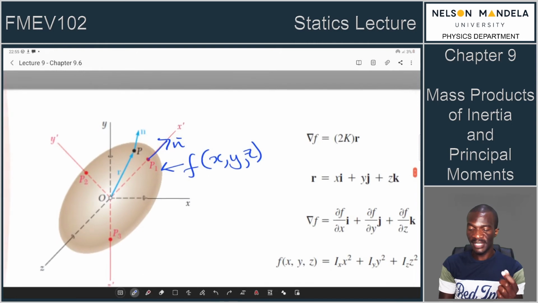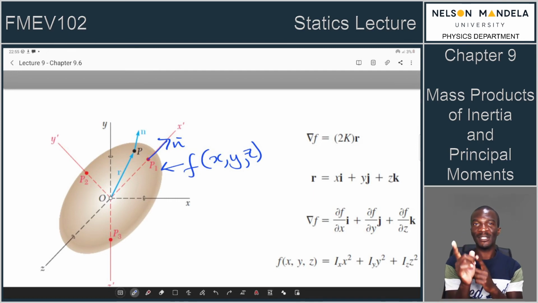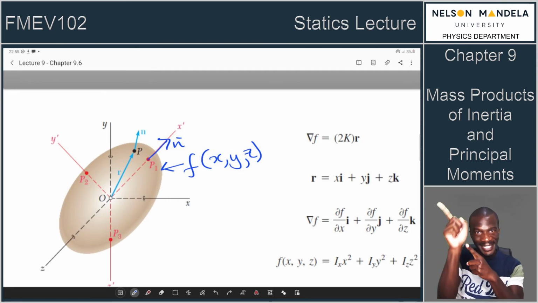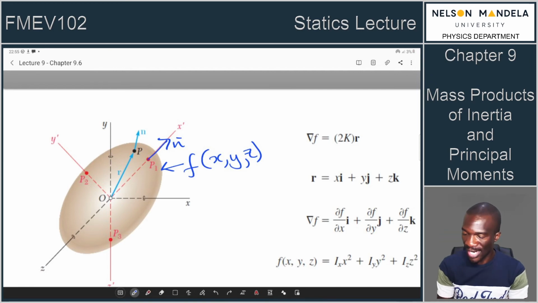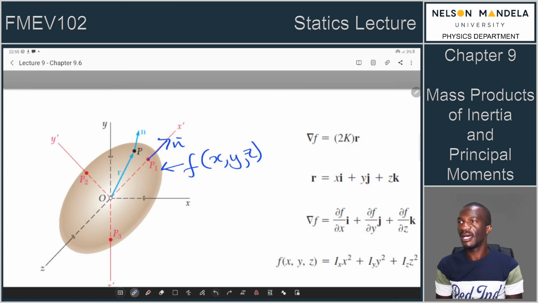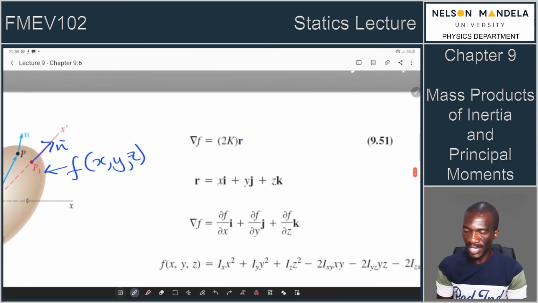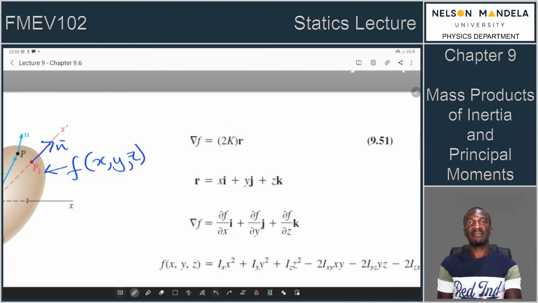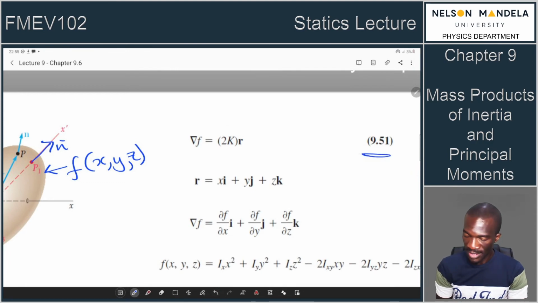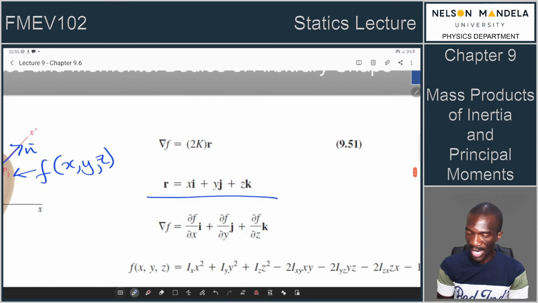And if the direction of the normal vector is given as grad f, this means that for us to align along the principal axis, we will need our r vector in line with what? With that direction grad f, which is why we define grad f equal to 2k r. So these are specially selected constants for mathematical convenience. That's our equation 9.51, where r is obvious, and this is just the definition of grad f.